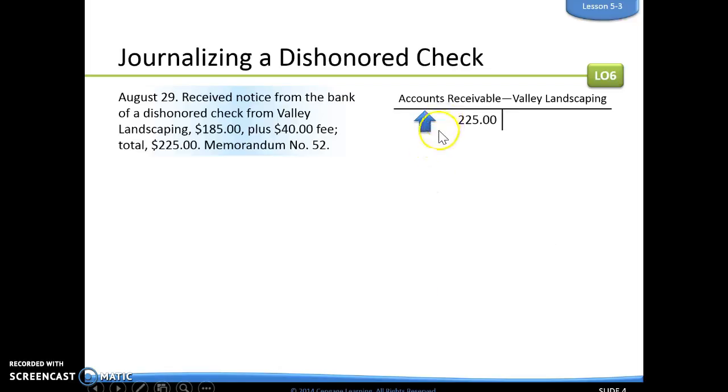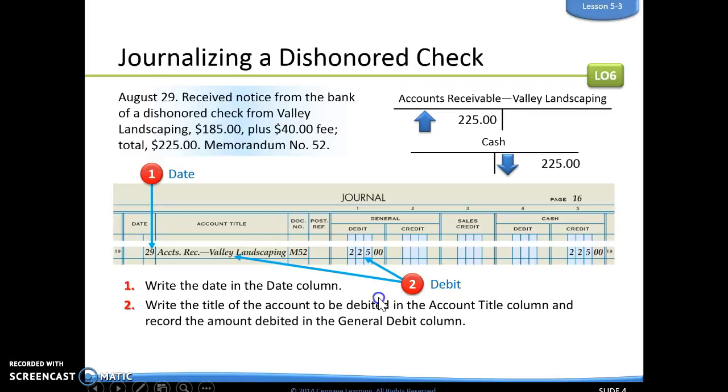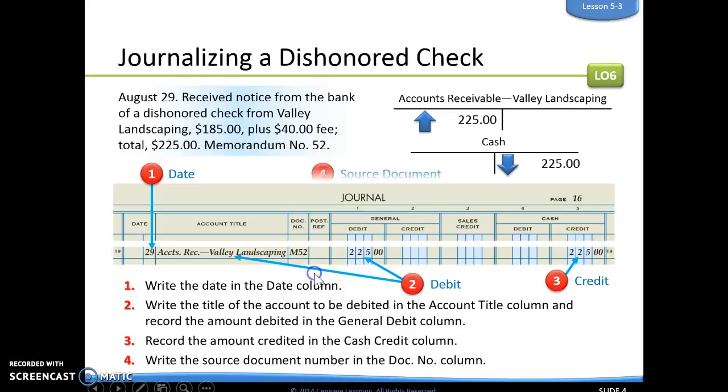So what we're going to do is increase that accounts receivable for $225. Now Valley Landscaping owes us $225 because we're covering that for them. And then we're going to decrease our cash because we're using our cash to cover that amount. Remember, we're going to put in our debit first. We're going to start with our date. We're going to put accounts receivable, Valley Landscaping. We're going to put in that debit amount. And then we're going to credit cash for $225. And then we're going to put our source document, which is memorandum 52.